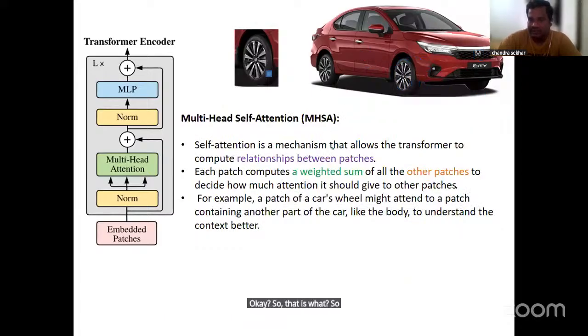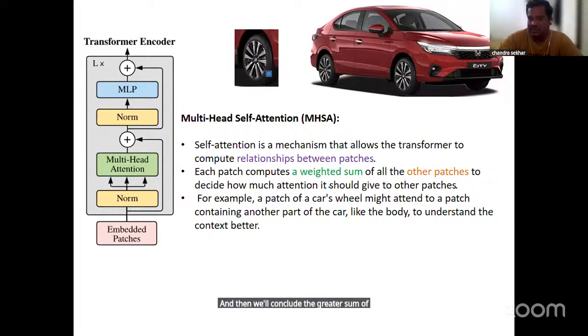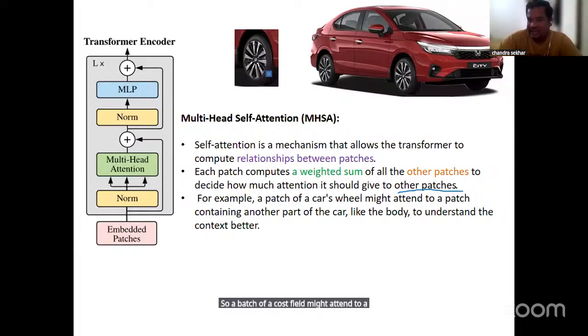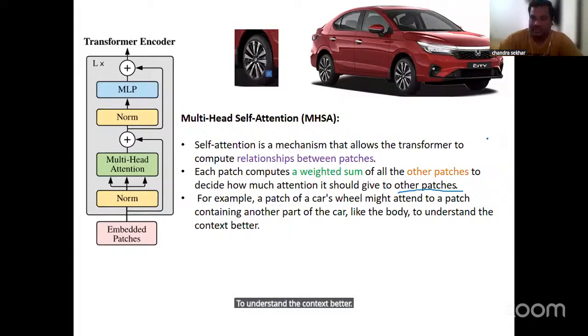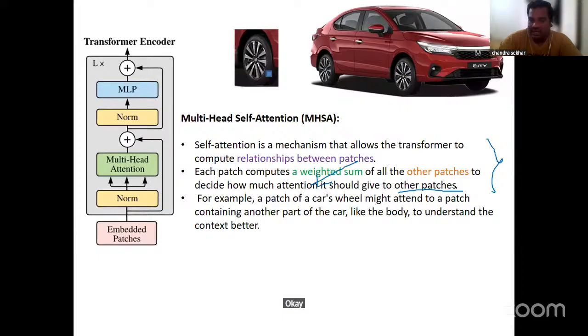So self-attention is a mechanism that allows the transformer to compute relationships between patches and then compute the weighted sum of all other patches to decide how much attention it should give to other patches. So a patch of a car's wheel might attend to a patch containing another part of the car, like the body, to understand the context better. Okay, so this is more important. So relationship between patches, how much attention it should give to other patches. So that is how much attention I need to give. Okay, so that in the sense I can understand my role better.